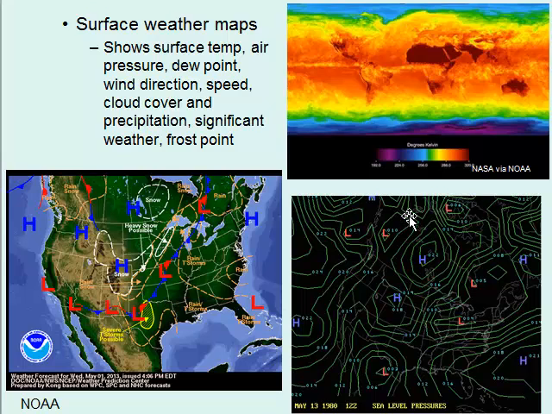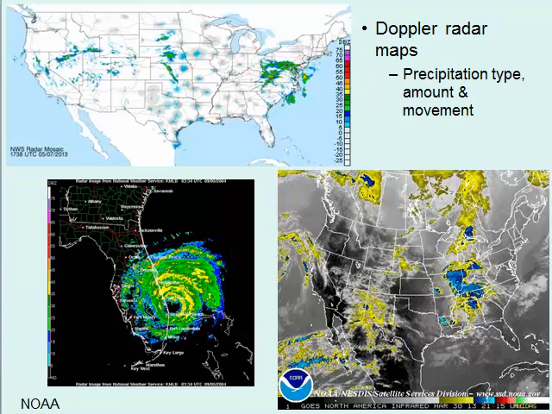And then here we have just a pressure map. So these surface weather maps can show you tons of information, or it can be isolated to specific weather elements. And then we can also see Doppler radar maps if you want to see if there's precipitation coming. This is usually what you look for.